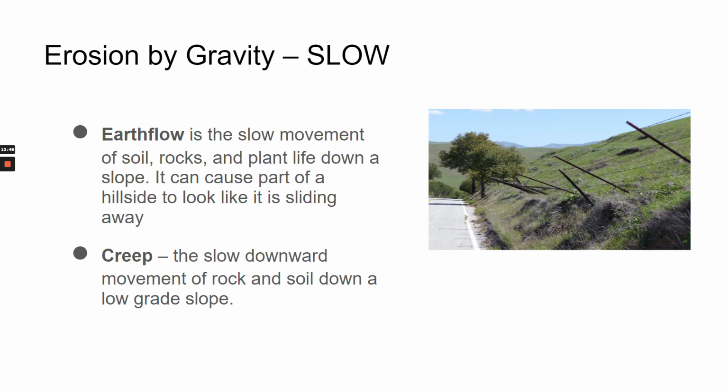So just to recap, there were 4 types of erosion that I discussed. We have erosion by wind, erosion by water, running water specifically, so waves, streams, rivers. Erosion by glaciers is our third, and our final is erosion by gravity. And there are 2 kinds. We have fast and slow.